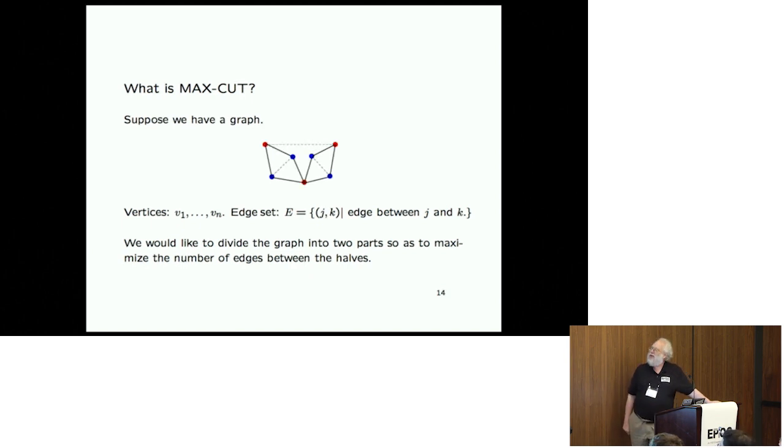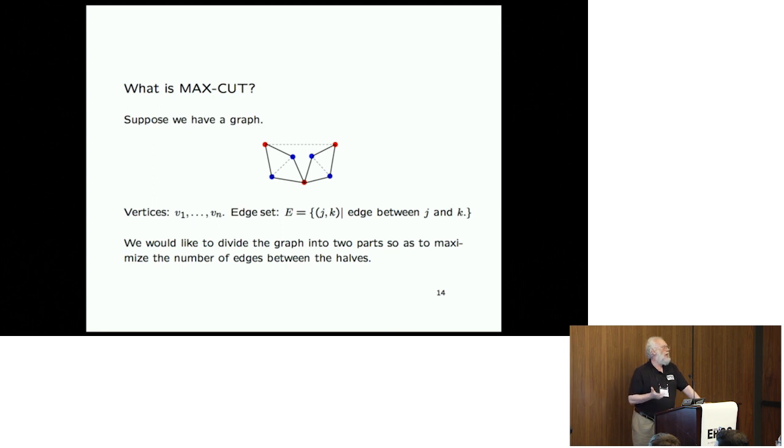Okay, and here is one of the answers. There are only three edges between blue vertices or between red vertices, and 8 edges between a blue vertex and a red vertex. So the blue vertices form one half, the red vertices form the other half, and the cut is 8 edges. And that's the best you can do for this graph. So that's max cut.